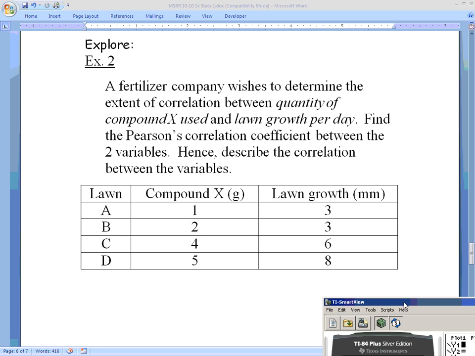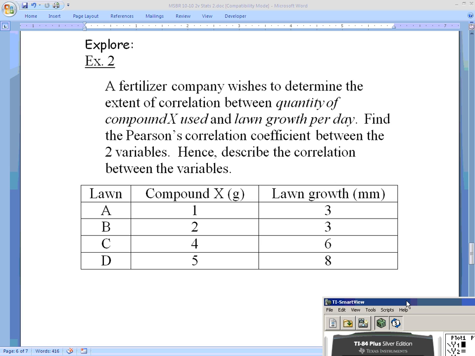So we've got a fertilizer company, which wants to determine the extent of correlation between the quantity of compound X used and lawn growth per day. So they've got this chemical or compound that they're making, and they're adding various amounts of it, 1 gram, 2 grams, 4, and 5 grams, and then they're measuring how much lawn growth they had based on that. So we wanted to find out what the correlation coefficient was, and then we want to describe that correlation using the correlation coefficient.